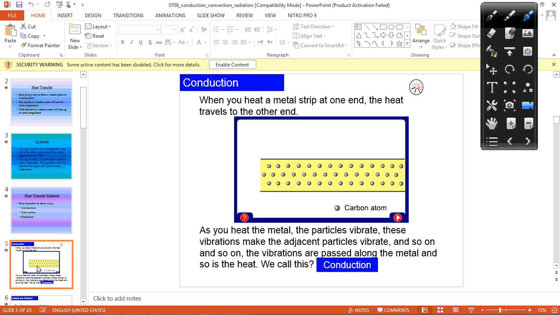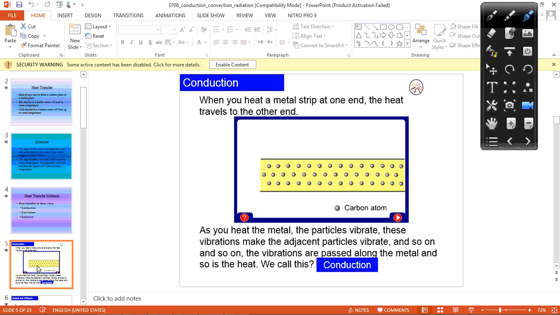As you heat the metal, the particles vibrate. This vibration makes the adjacent particles vibrate also, and so on. The vibration passes along the metal, and so does the heat. We call this conduction. That is to say, the heat transfer when a substance touches another substance is called conduction.